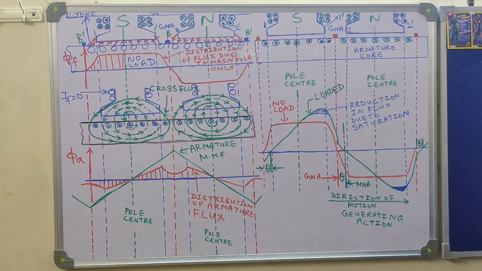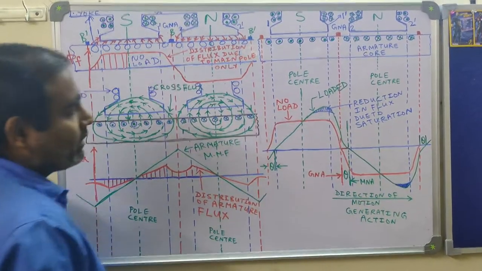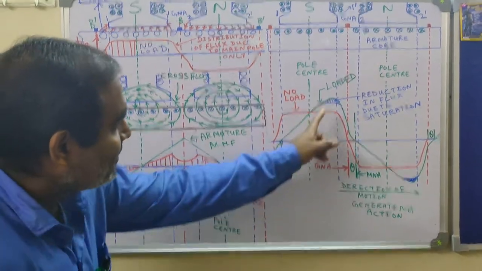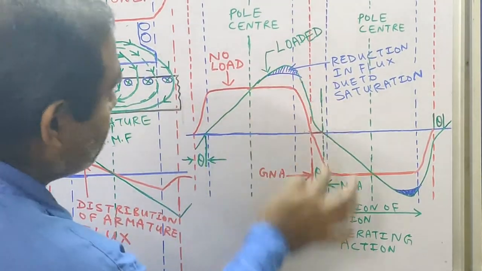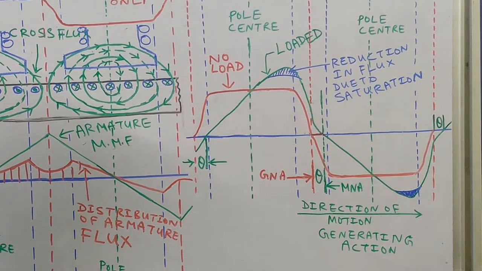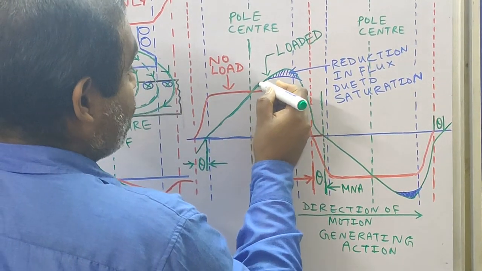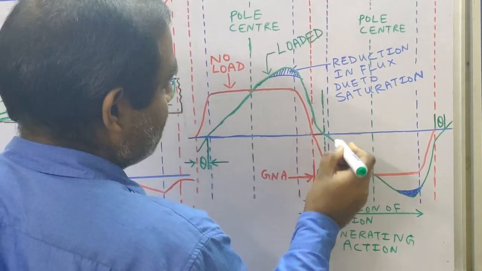Okay, so now what is this shaded portion showing? The shaded portion, shown here in blue color, is actually showing the reduction in the flux due to magnetic saturation. What I want to say is that this green colored waveform is going to be applicable only if the DC machine is working under magnetically unsaturated condition. Unsaturated means the magnetic circuit is not saturated.